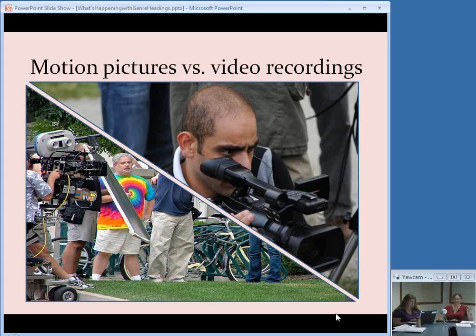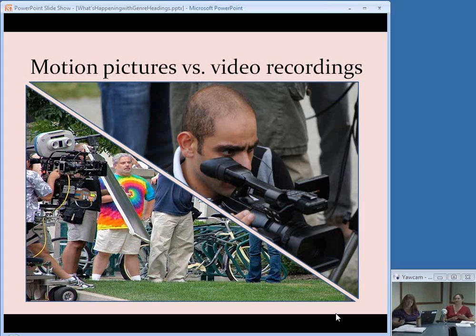But it would be kind of silly if they were using a set of terms for motion pictures and everybody else who was cataloging video recordings had their own, like action and adventure films versus action and adventure video recordings or something like that. It would just separate things unnecessarily. And so they've made the decision that the motion picture headings represent the intellectual content of the item rather than the physical format.